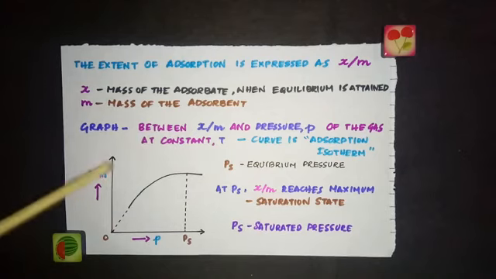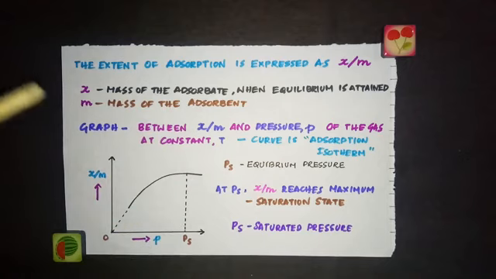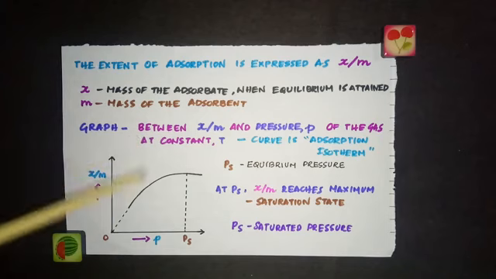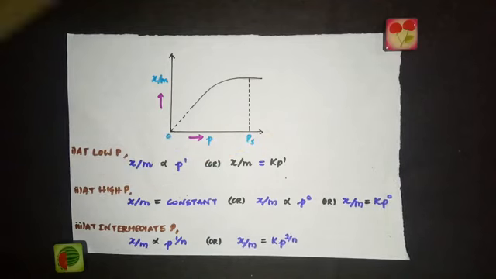This adsorption isotherm is popularly called the Freundlich adsorption isotherm. What is that? It is a curve obtained by plotting x by m versus the pressure, keeping the temperature constant. So this is the Freundlich adsorption isotherm. Now let's study this isotherm and see what details we can get from this graph. So this is the Freundlich adsorption isotherm which we have seen in the previous slide.